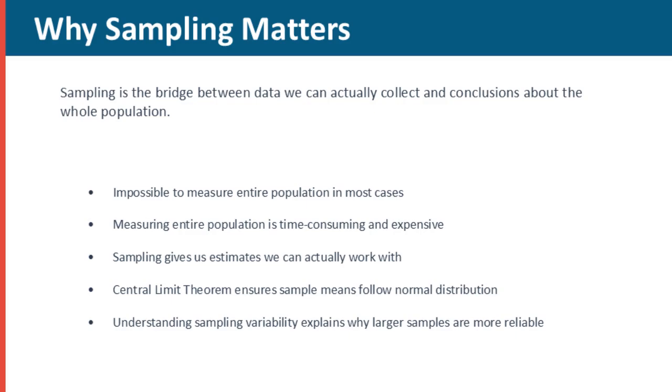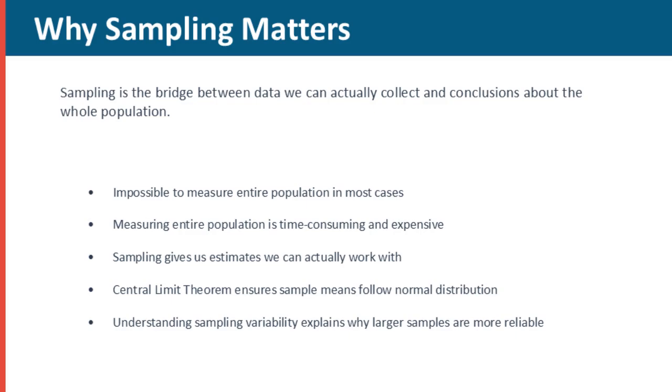Now, why sampling matters, right? So in my experience, understanding why sampling works is essential to understanding why larger samples are better. First, we can't measure the entire population. With rare exceptions, populations are too large to measure completely. Trying to measure everyone would take forever and cost a lot of money. Second, sampling gives us workable estimates. Instead of surveying everyone, we survey a representative sample and use it to estimate population characteristics. This is pragmatic as well as practical.